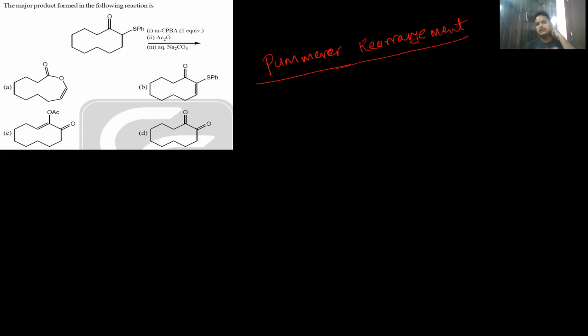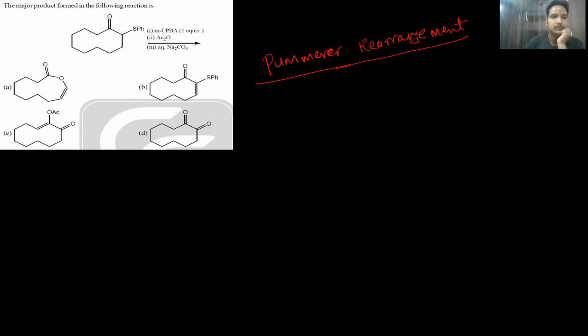Now this is the bonus question from my side, and this is one of the important reactions. This is the Pummerer rearrangement, and this question came in CSIR December 2018.